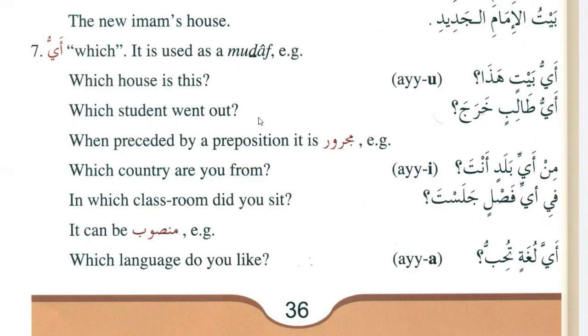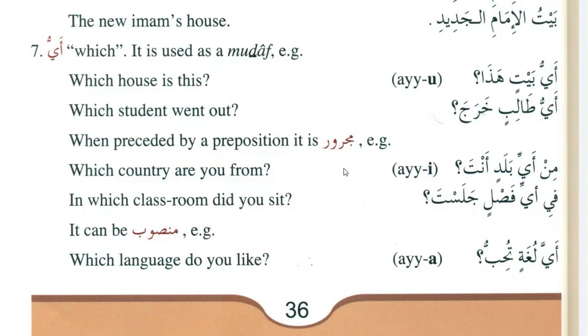When preceded by a preposition, it is majroor. So min has given it kasra. Here you have dhamma, here it is kasra because of the jar. First it is ayyu, now it is ayyi. Min ayyi baladin anta? Which country are you from? Fi ayyi faslin jalasta? In which classroom did you sit?